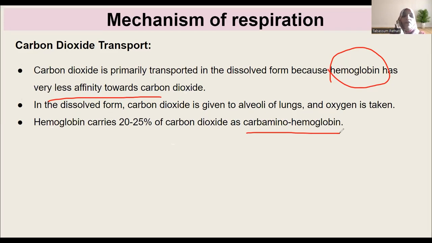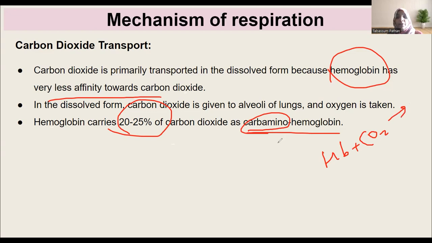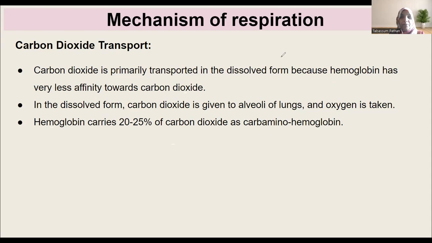So we are talking about carbon dioxide transport. Carbon dioxide can be transported in three ways, whereas oxygen in two ways. We saw 98-99% was in the form of oxyhemoglobin. Here, 20 to 25% of carbon dioxide can be transported by hemoglobin in the form of carbaminohemoglobin. Similar to hemoglobin binding to oxygen resulting in oxyhemoglobin, here hemoglobin binds to carbon dioxide, giving what? Carbaminohemoglobin. So 20 to 25% of the total carbon dioxide in the body can be transported via this type.